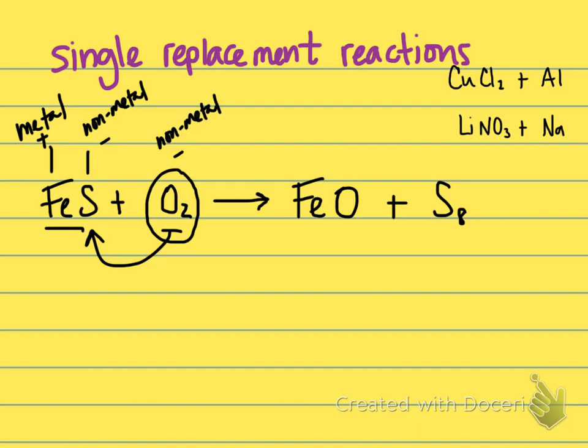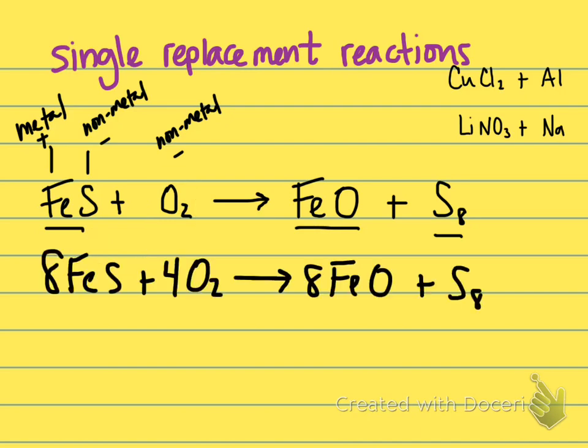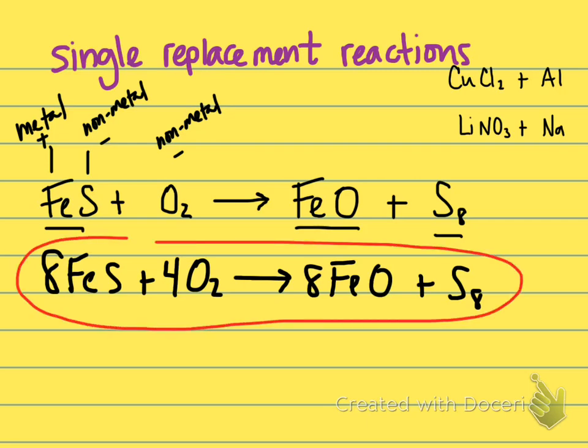Remember, we have to write our formulas based on the sort of behavior we expect from those elements. And when we have an element all by itself, we have to carefully consider in what form it appears in the wild, as it were, on its own. And sulfur's that weirdo that appears as S8. Let's balance real quickly. Okay, after our replacement is finished, we have 8 FeS plus 4 O2 yields 8 FeO plus an S8. Balanced, done. Note that oxygen is now occupying the spot that sulfur occupied over here. In other words, it replaced the sulfur.